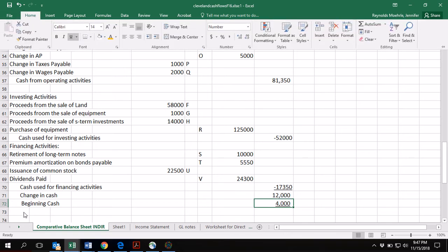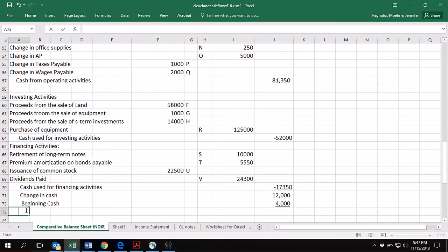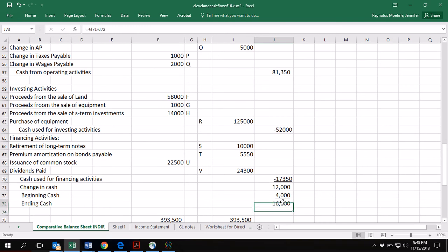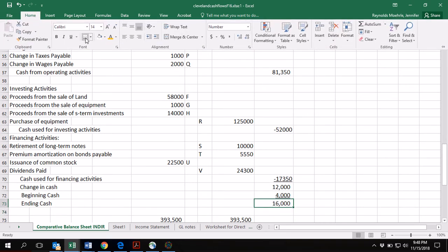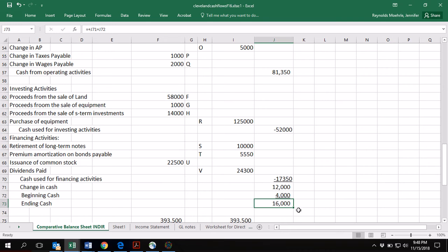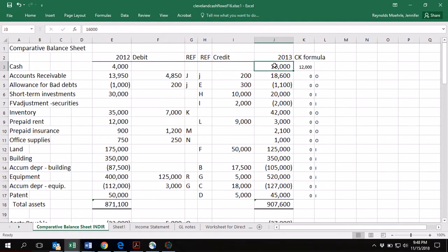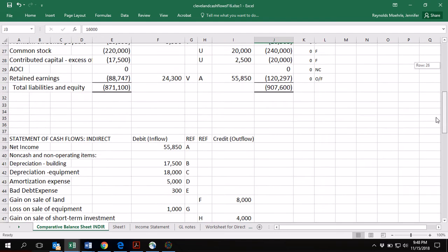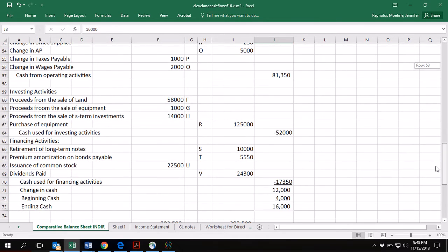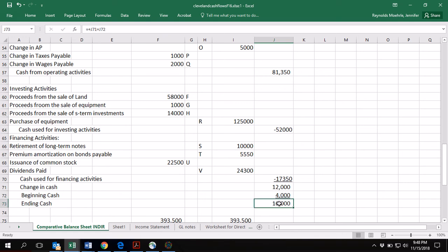And the last line is going to be ending cash. We add those two together. It's got to be cash that matches our ending cash on the balance sheet. Right? So not just on this worksheet, but on my formal balance sheet, it's got to be the same number, or my statement of cash flows is not correct. In our case, it is, which is awesome.